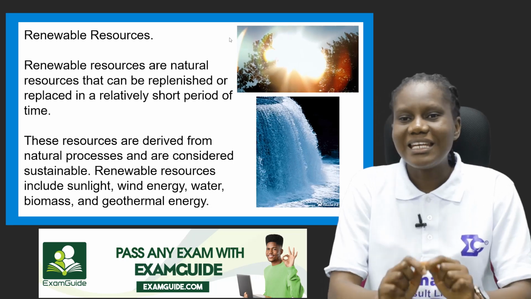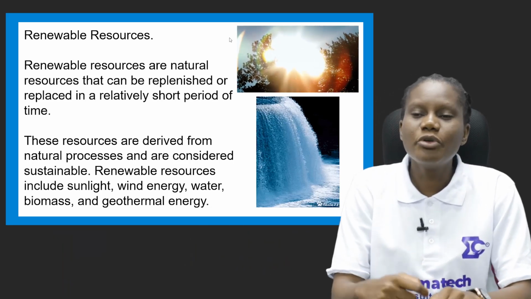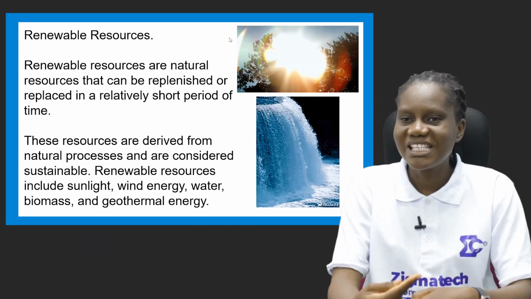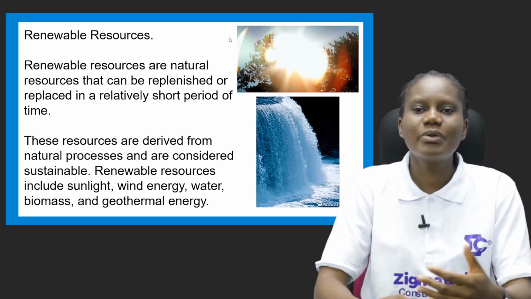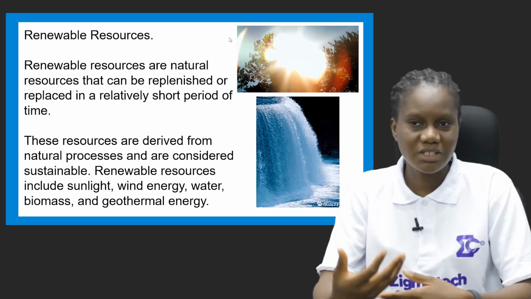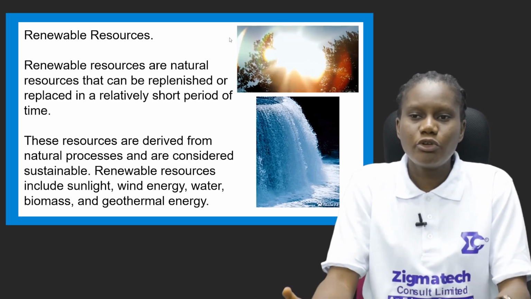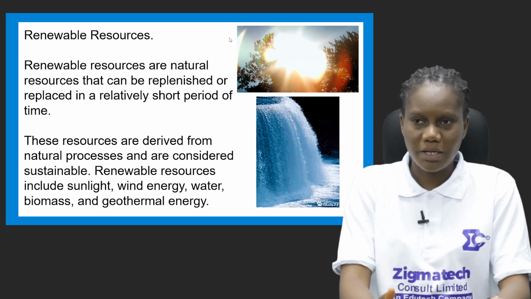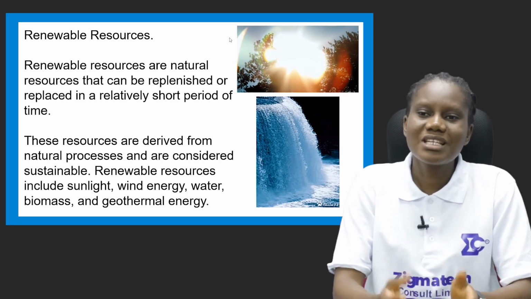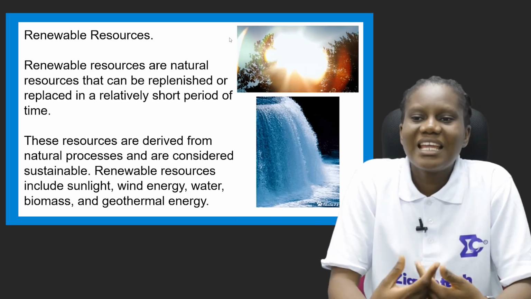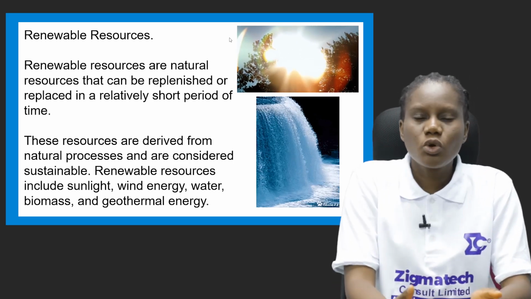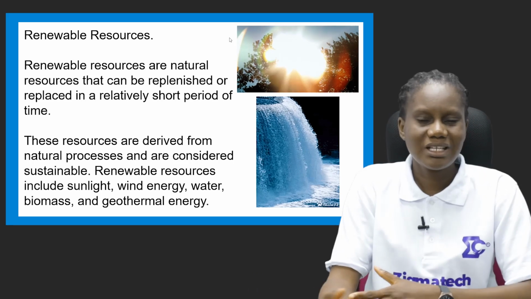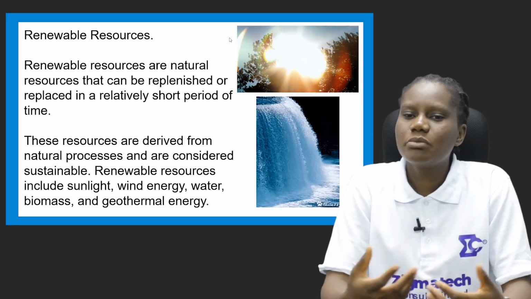Renewable resources are natural resources that can be replenished or replaced in a relatively short period of time. It doesn't take long before they replenish themselves, before they replace themselves, and they are natural. So these resources are derived from natural processes and are considered sustainable. You can sustain them. So what are the examples of renewable resources?